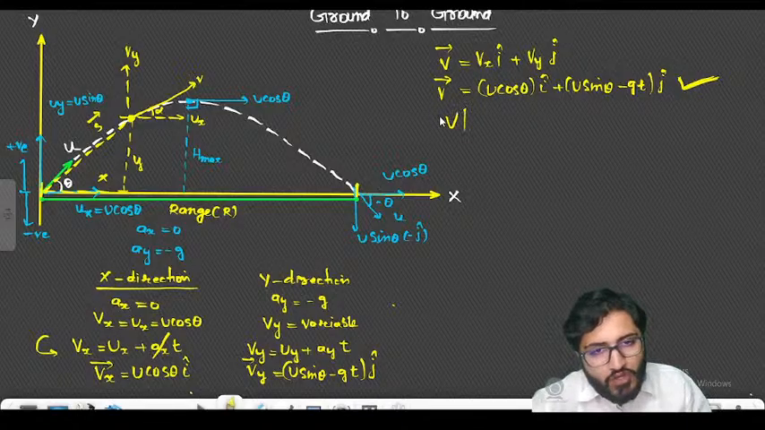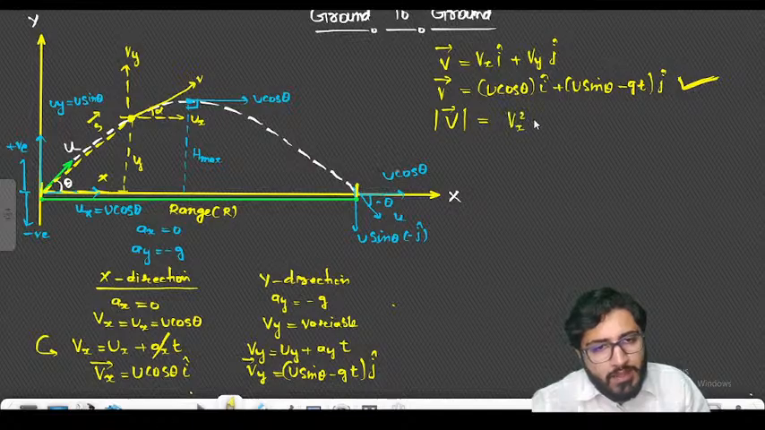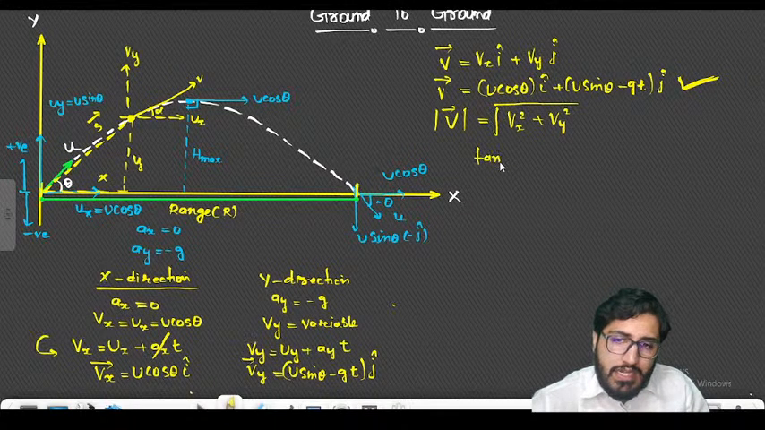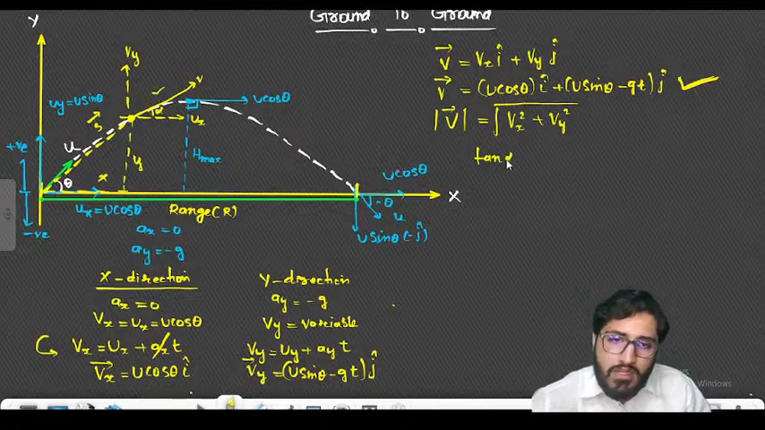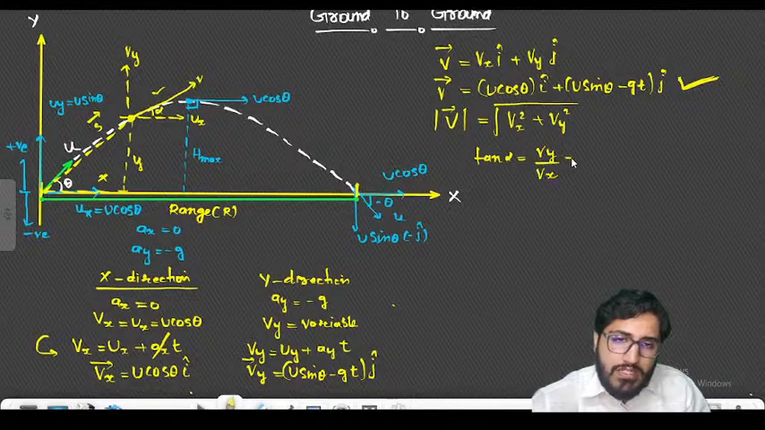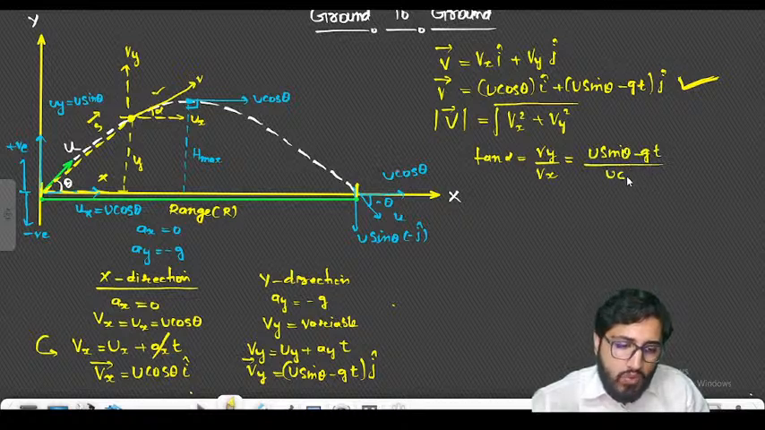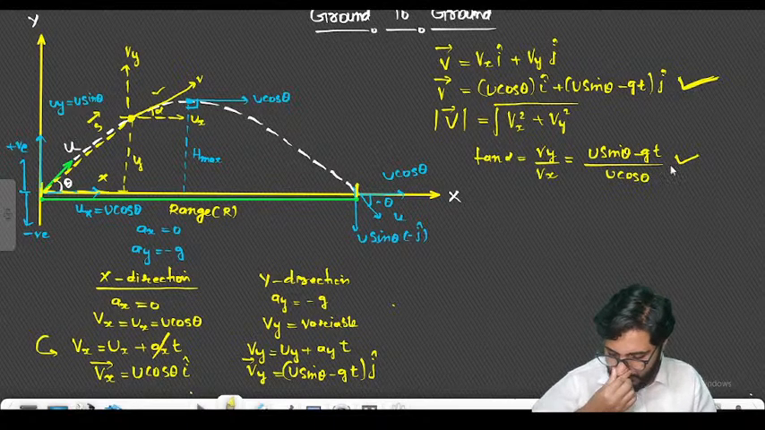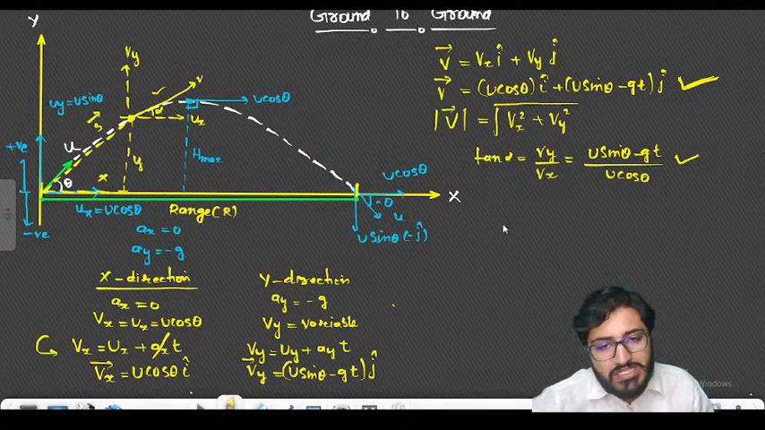What is the magnitude of this velocity? Sir, it is very simple. It will be the square root of vx square plus vy square. Okay. What is tan alpha? Tan alpha, this angle alpha, it would be vy by vx. What is vy? It will be u sin theta minus gt, upon u cos theta. This thing you need also to remember. Done, no? Okay, now displacement.